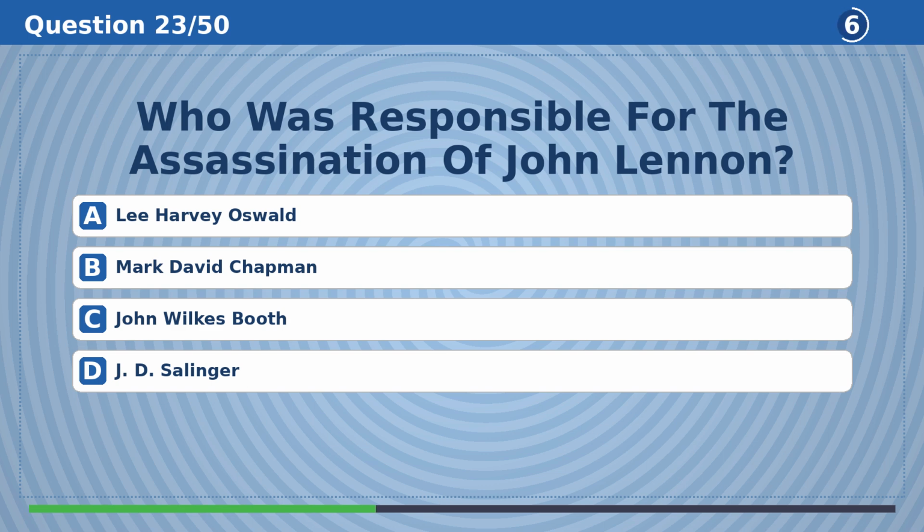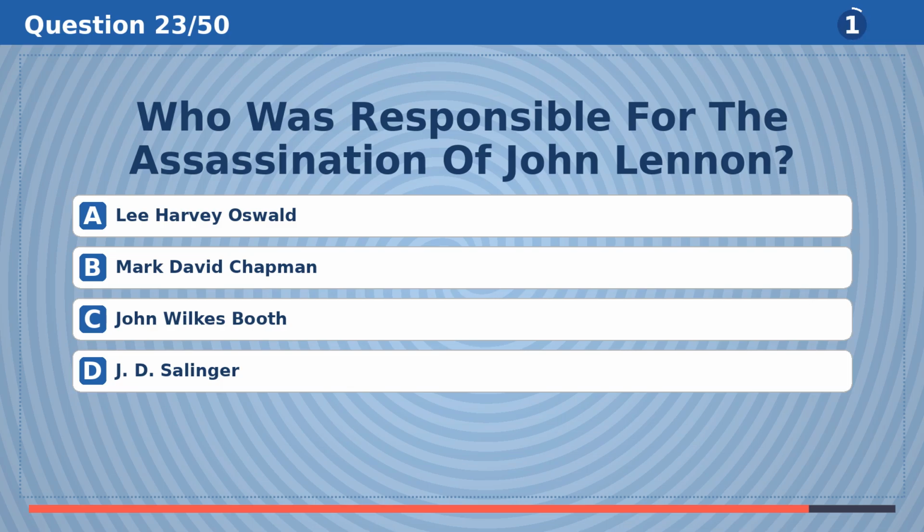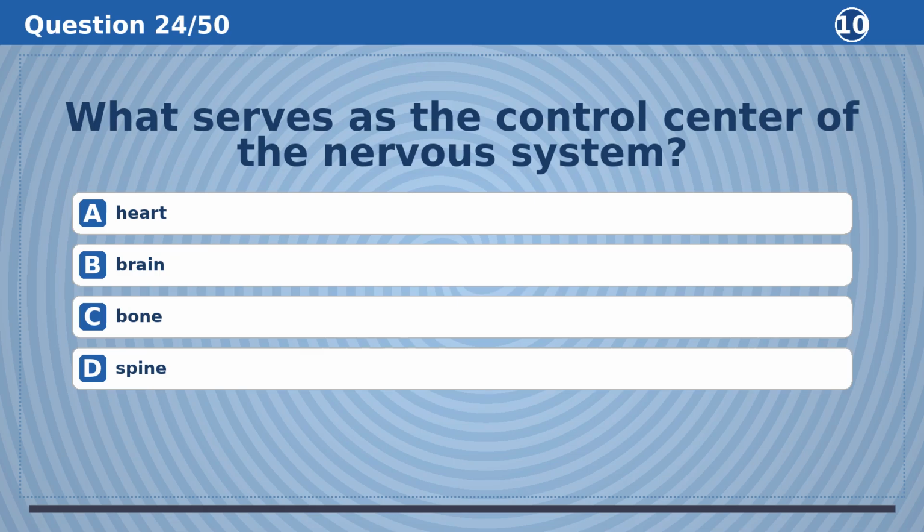Who is responsible for the assassination of John Lennon? The answer is B, Mark David Chapman.